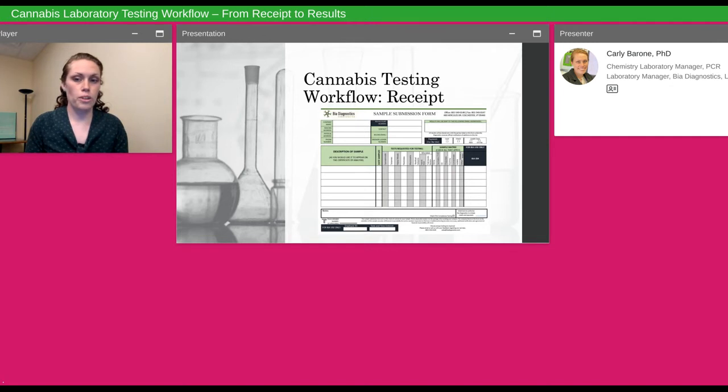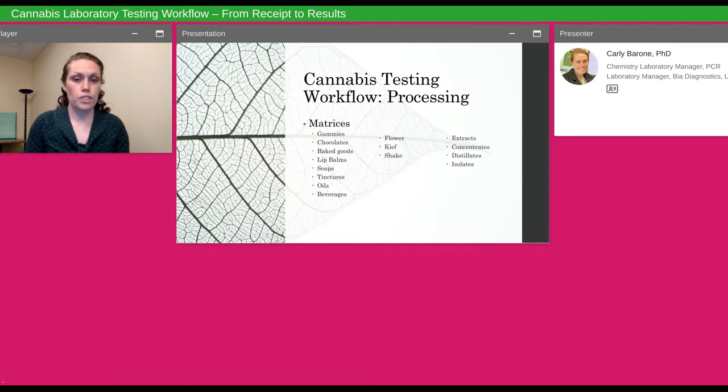So here's an example of our sample submission form in our laboratory. You can see on the top of the form, we have all the customer information. Our sample is described below, as well as what tests are requested, for which checkboxes you can see there. And also we are asking what the matrix is of the sample. There's also billing information on there for invoicing as well.